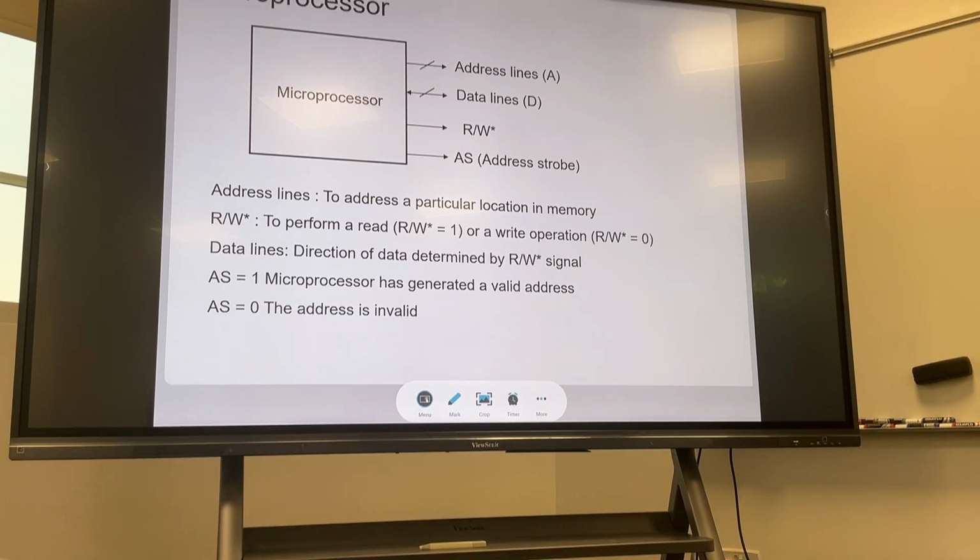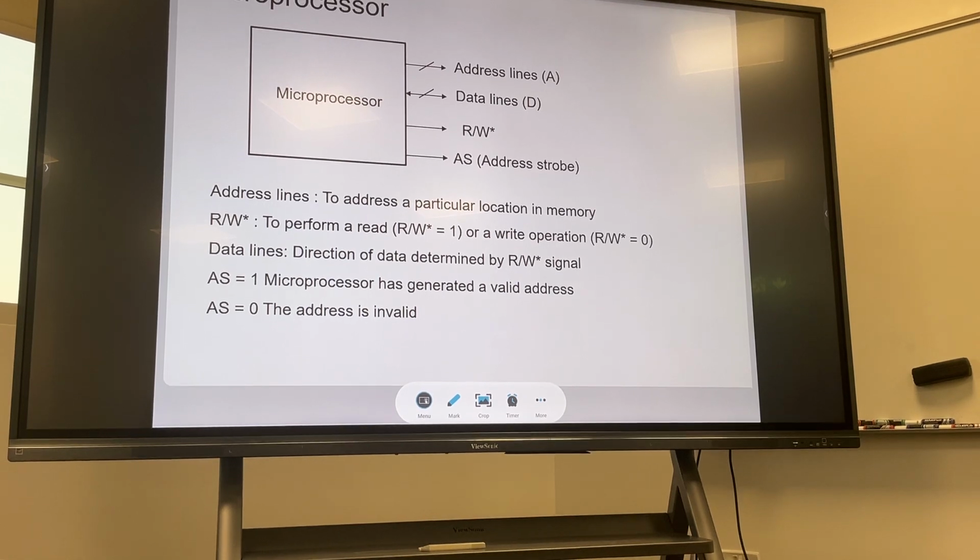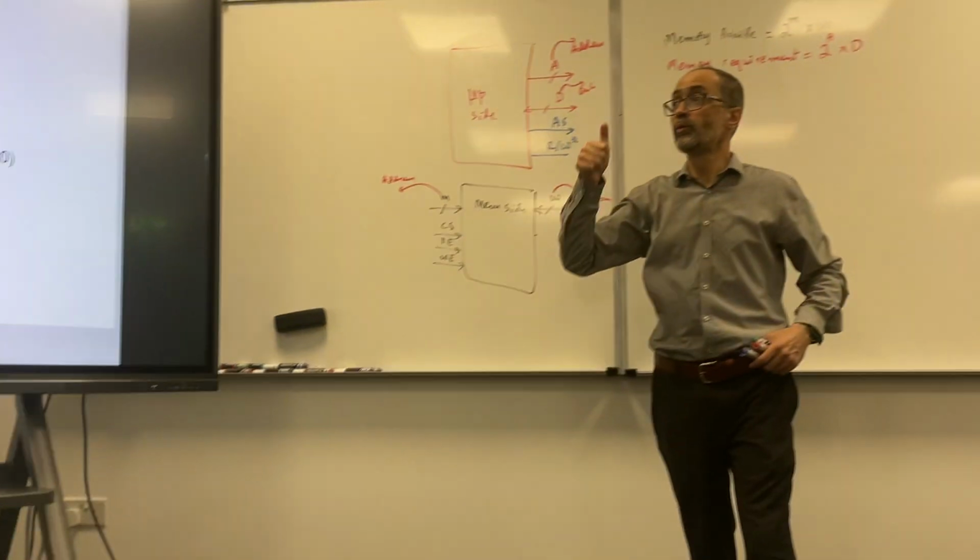Now this is the microprocessor side. The microprocessor has one signal, address strobe. If address strobe is 1, what does it imply?